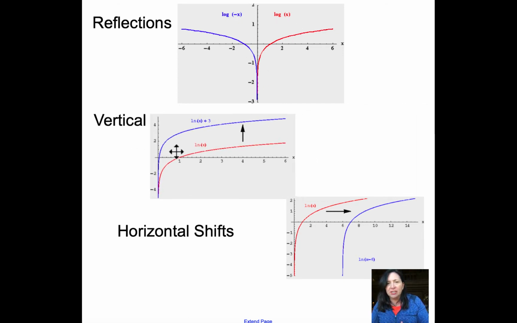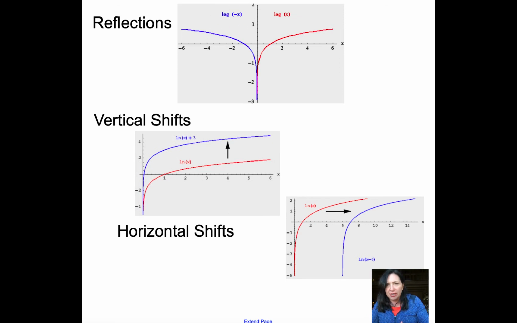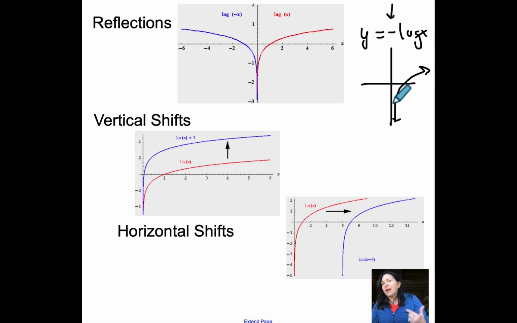If the reflection is out front, so if I had y equals negative log of x, that's a reflection. If I have log of x here, that's my parent function. If the negative sign is out front, that's a reflection across the x-axis, which then, this being my x-axis here, all these points would go the opposite way. So it'd be like that. It would be across the x-axis, okay?